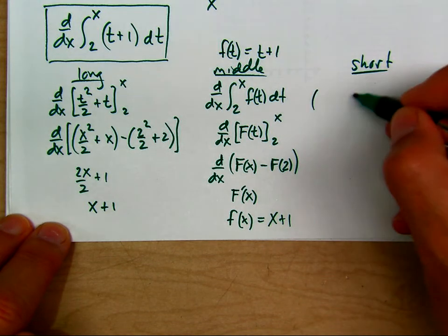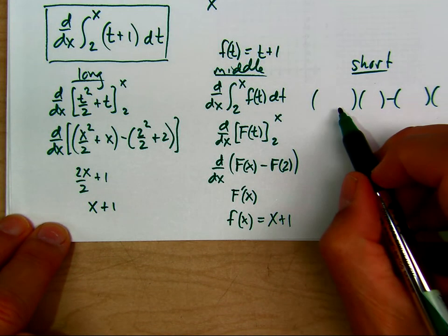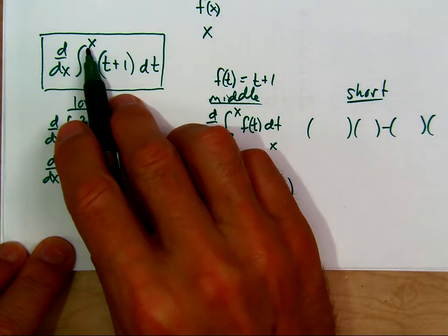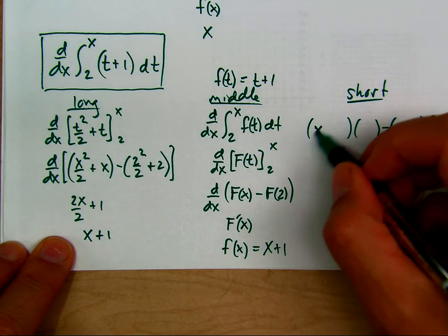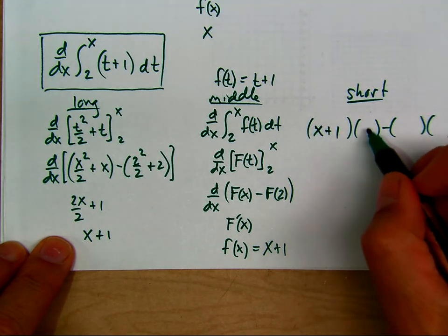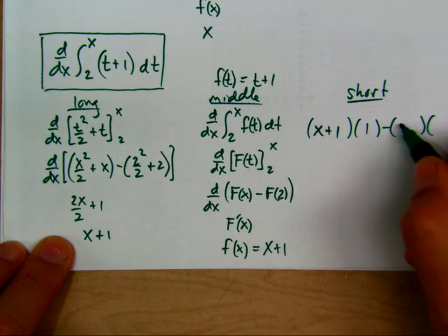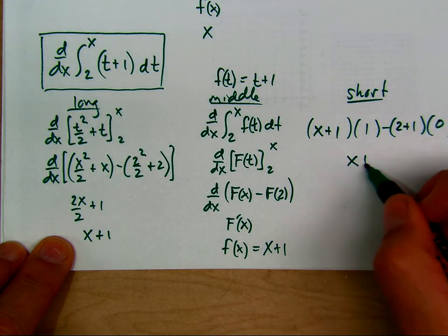And then we go to the shortcut, and it's just going to be substitute x into the function. So that's going to be x plus 1 times the derivative of x. Then substitute the 2 into the function, 2 plus 1 times the derivative of 2. That's all 0, and we just get x plus 1.